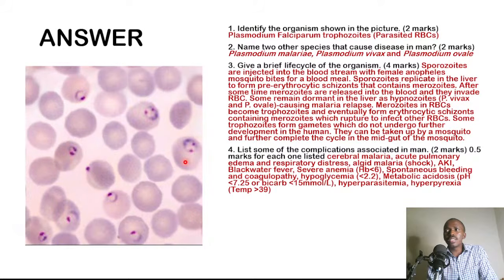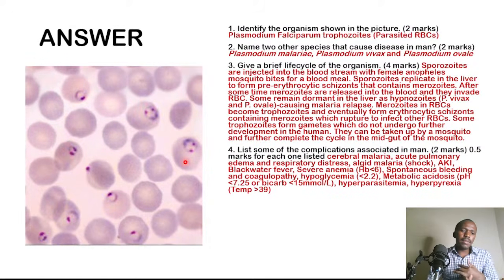Then the oocyst ruptures and the sporozoites migrate to the salivary gland of the mosquito. And of course, this takes place in the midgut, the wall of the midgut. Then the complications, you could have from head to toe: cerebral malaria, acute pulmonary edema with respiratory distress, algid malaria, which is shock, acute kidney injury, black water fever, which is hemoglobinuria.